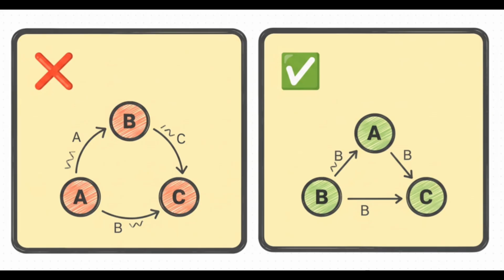And this shows you perfectly why those cycles are a total deal breaker. On the left, you've got that impossible prerequisite loop. To take A, you need C, but to take C, you need B, and to take B, you need A. You can never, ever start. It's impossible. But on the right, we've got a DAG, a nice, valid chain. Now that is a problem we can actually solve.